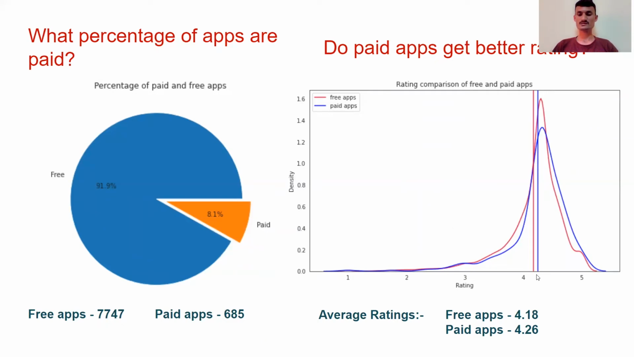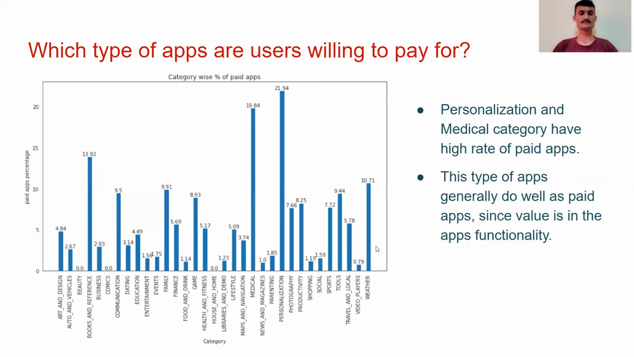We can see the average rating for the paid apps is more than free apps, but the difference is very less. And also, there are very few paid apps than free apps. This plot shows category-wise percentage of paid apps. We can see personalization category has around 22% of its total apps as paid apps. Generally, these type of apps do well as paid apps.